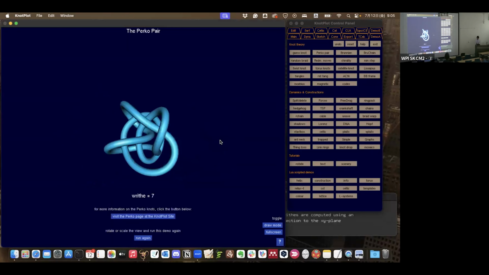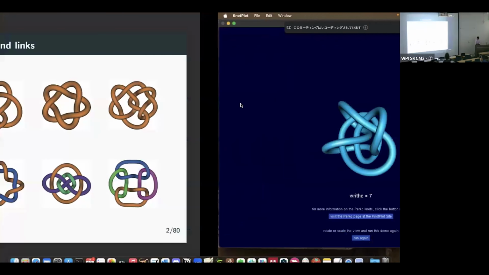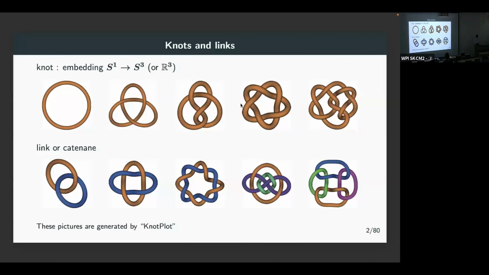So this is the knot theory. If you use software like this, called KnotPlot, you can have a good idea what knot theory is. And okay, so today I'd like to talk about the application of knot theory.